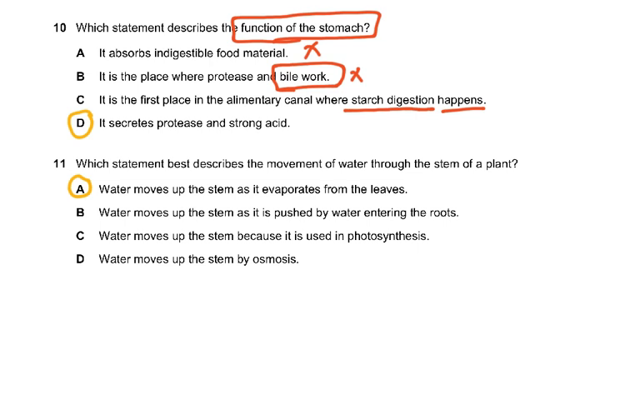It secretes protease and strong acid. Then question 11. Which statement best describes the movement of water through the stem of a plant?